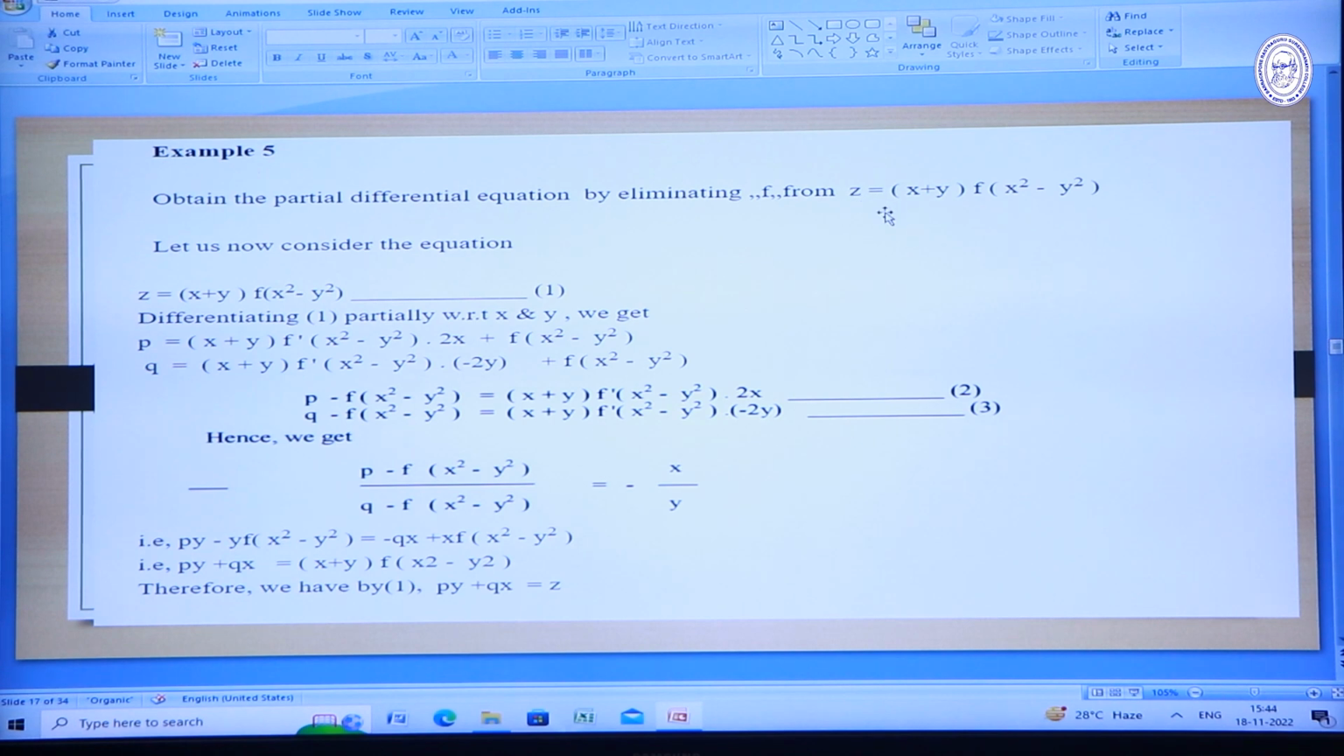First we take this equation and number it 1, and differentiate this equation with respect to x and y, and we get this. Then, numbering these equations 2 and 3 and dividing 2 by 3, we get this, and this can be written as this. This is the partial differential equation of the given equation.